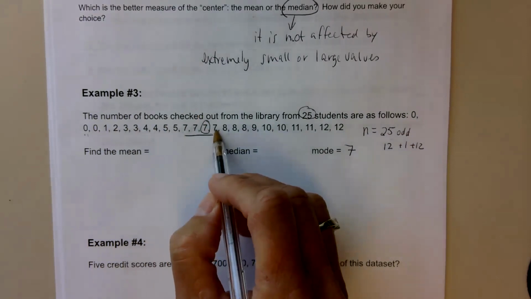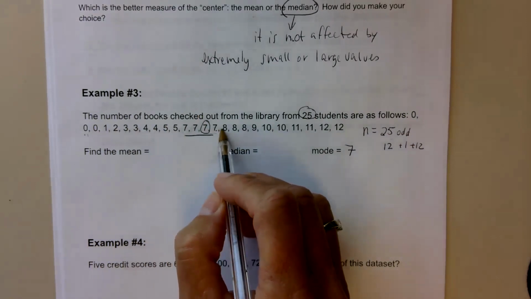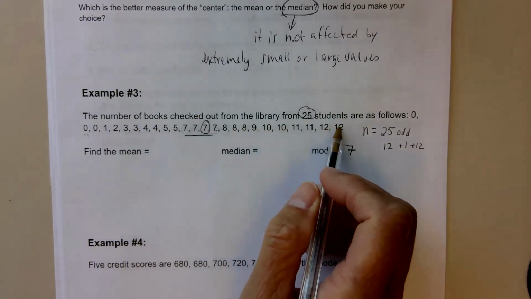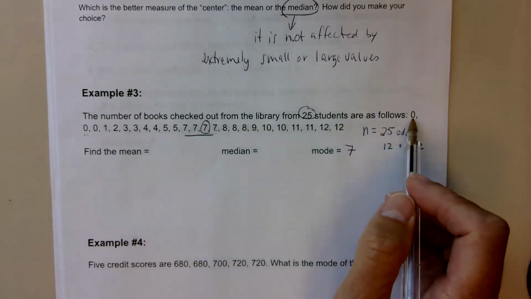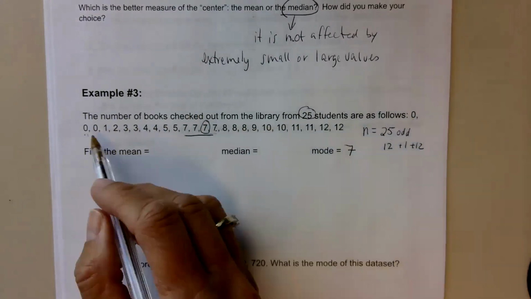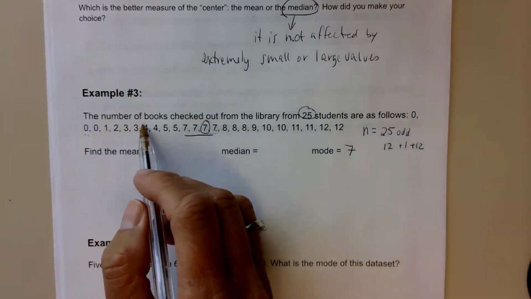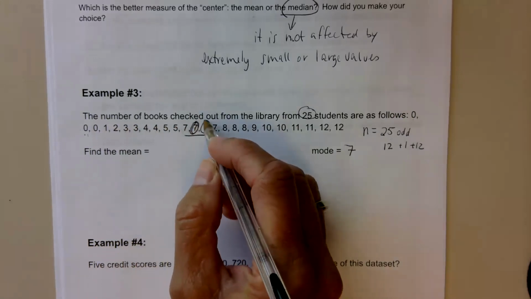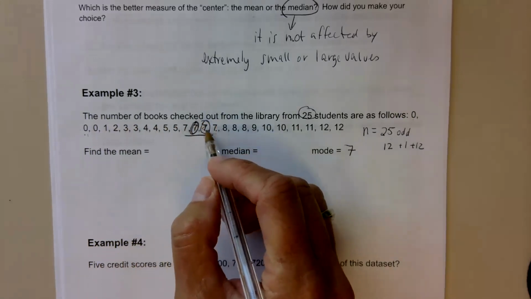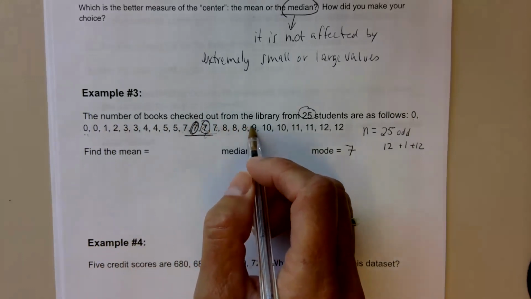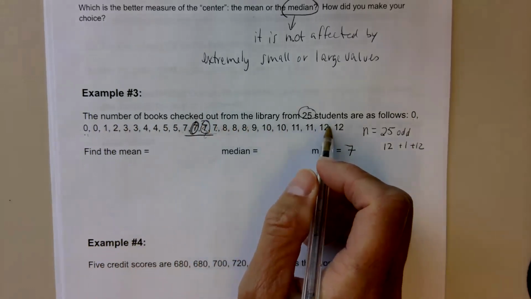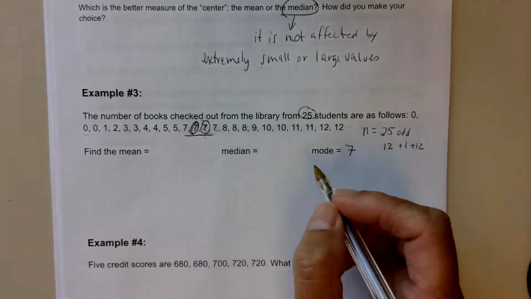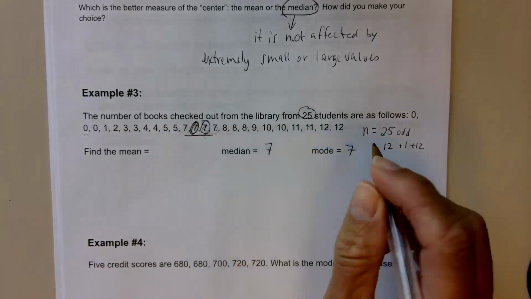1, 2, 3, 4, 5, 6, 7, 8, 9, 10, 11. Oh, I didn't count 0. That's 1, 2, 3, 4, 5, 6, 7, 8, 9, 10, 11, 12. It's still 7 is our median, but I had to count this one over. I forgot to count this first 0 over here. So our median is also 7.